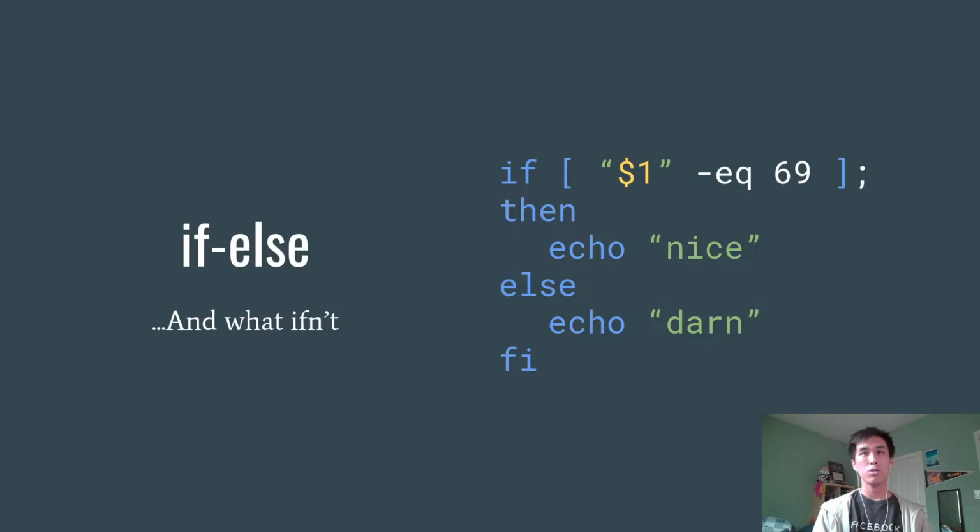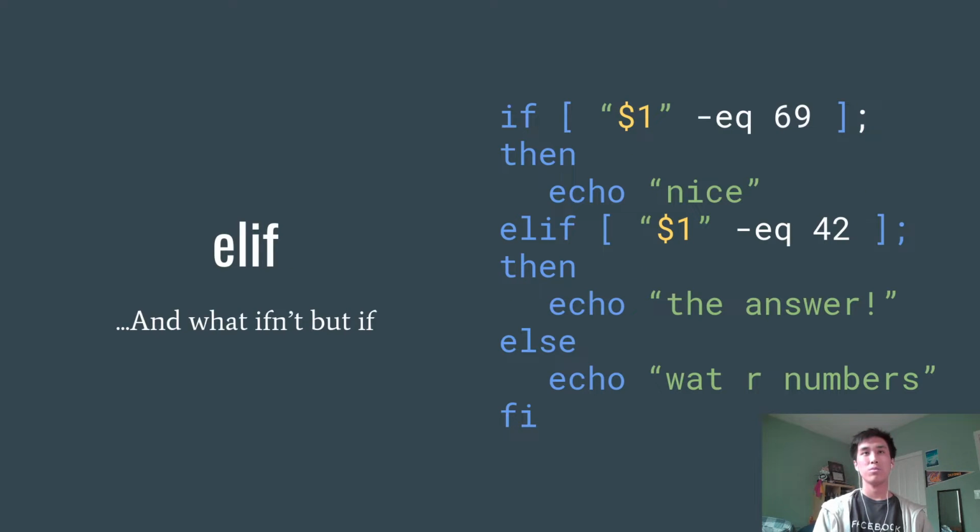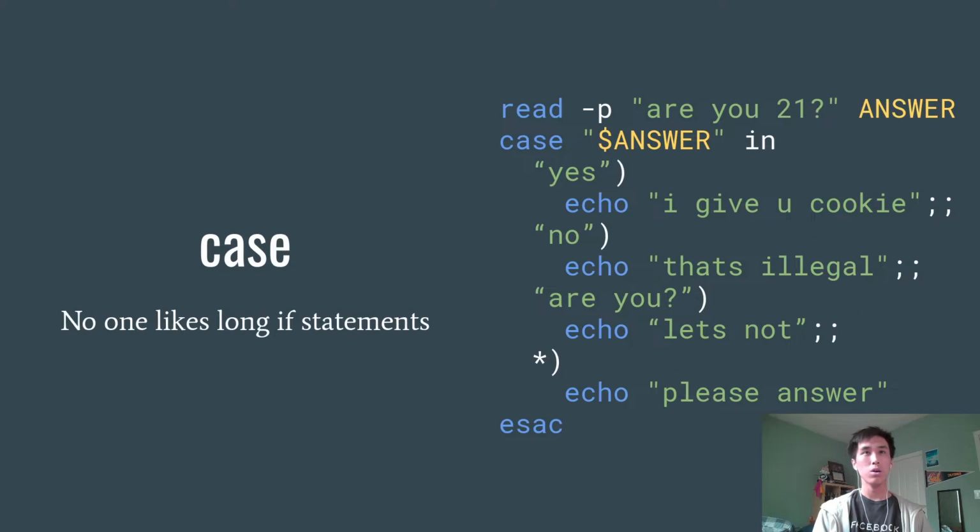Yeah, you can also do else statements. So if, else, and you can also do things like elifs, which are basically just else ifs. It's kind of like Python. So if, elif, else, and just make sure you put the then keyword after the if statements. Cool. And if you're getting really long, there's also things called case statements that you've probably used before in other languages. It's just a little wonkier in Bash.